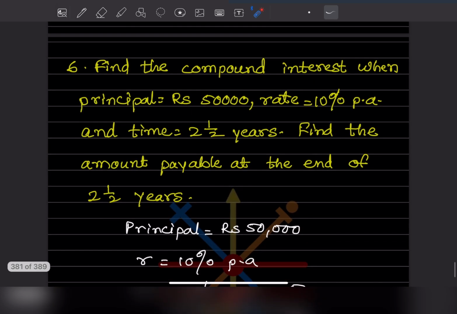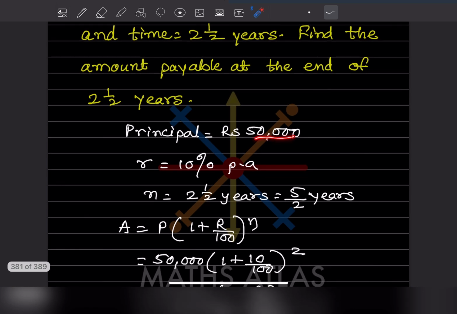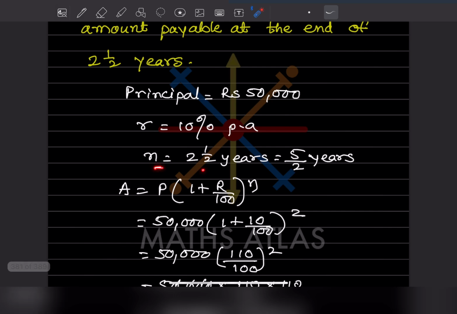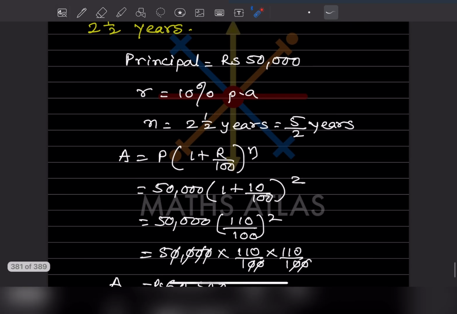That is the interest. Find the compound interest when principal is rupees 50,000, rate is equal to 10% per annum, and time is equal to 2.5 years. Find the amount payable at the end of 2.5 years. So the principal is 50,000, the rate is 10% per annum, and N is here 2.5 years. That will be 2 2s are 4 plus 1, 5 by 2 years. So first you will take 2 years and then you will take this half year.